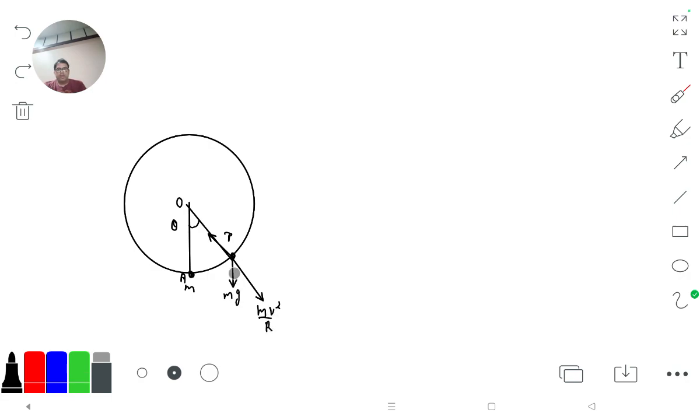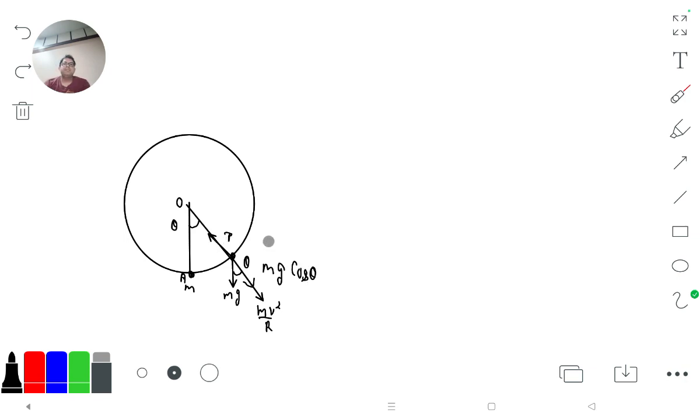Component of mg in the direction of the centrifugal force: this angle is theta, so this angle would also be equal to theta. Component of mg in this direction will be equal to how much? That would be equal to mg cos theta. So this component is mg cos theta.